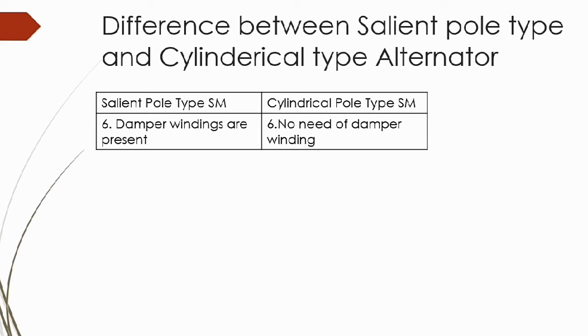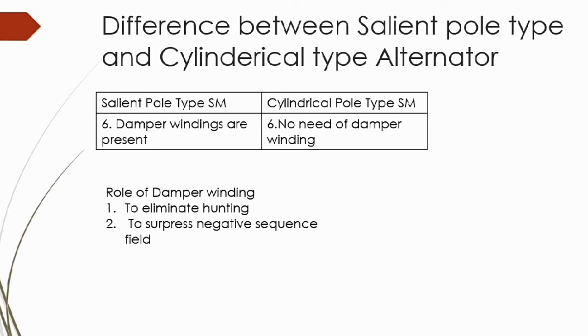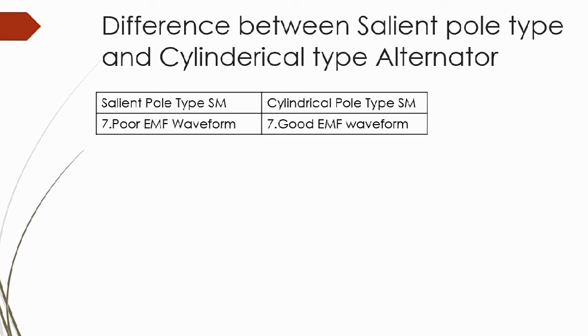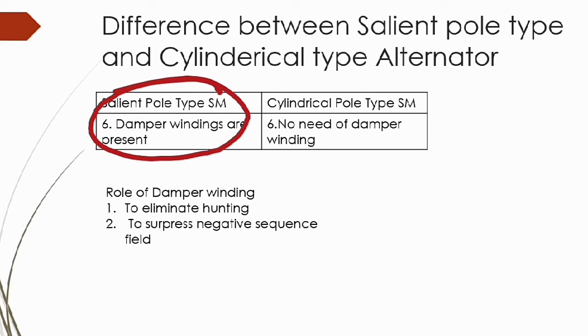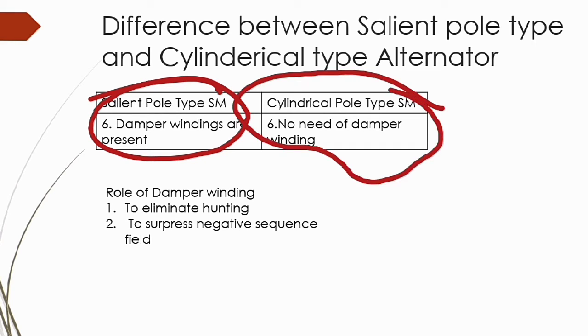Okay, so the next one is that damper windings are present. What is the role of damper winding? The role of damper winding is to eliminate hunting and to suppress the negative sequence field. In the salient pole type synchronous machine, damper windings are present. In the cylindrical pole type synchronous machine, there is no damper winding. So in the salient pole, damper winding is present to eliminate hunting and suppress the negative sequence field. So what is hunting?